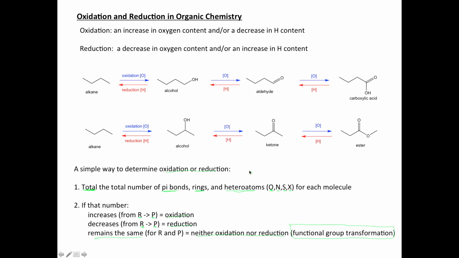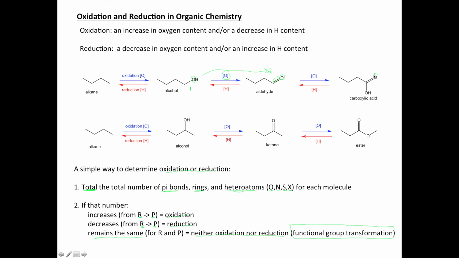So let's look at a couple of examples here. Looking at this primary alcohol, we can see that we have no pi bonds, no rings, and one oxygen. So we'll give that a value of 1. Looking at an aldehyde, I have one oxygen and one pi bond. Remember, a double bond consists of one sigma and one pi. So we have one pi and one oxygen. That gives me a value of 2. So as I go from an alcohol to an aldehyde, as I go from 1 to 2, that number is increased, therefore that is an oxidation.